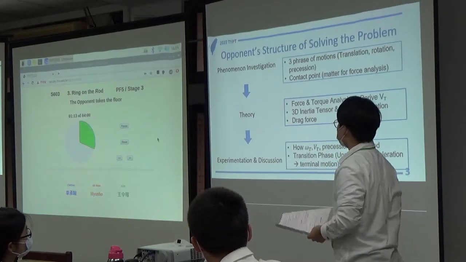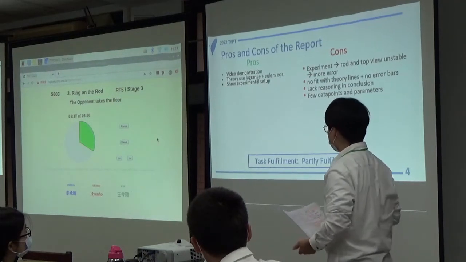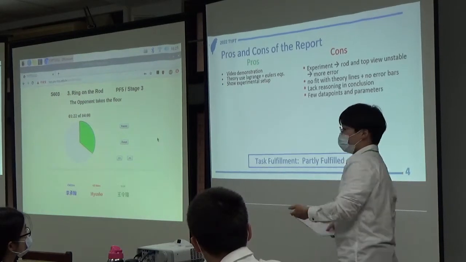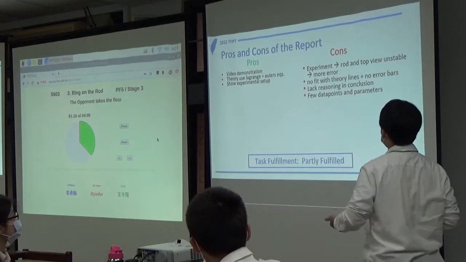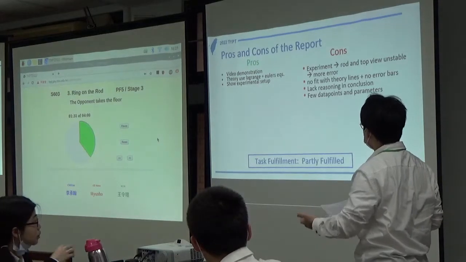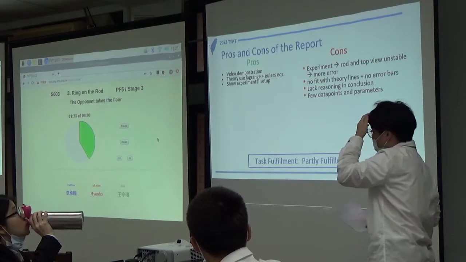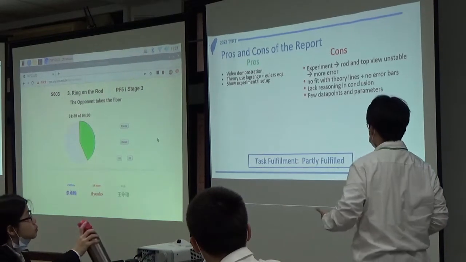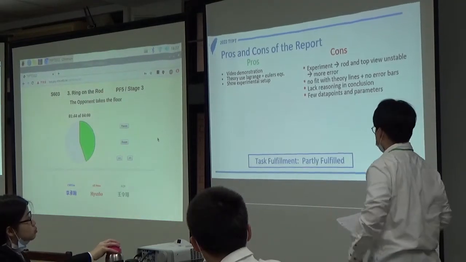and also talk about the transition case. The reporter did a pretty good job with a clear video demonstration, and the theory used the Lagrangian and Euler's equation, which is really strong. He also showed the experimental setup clearly. However, the cons are that for the experiment, the rod and top view are unstable, and there's more error. Also there's no fit with theory lines or no error bars, so we cannot tell whether he had only one point or multiple points. Also, there is a lack of reasoning for the conclusion, and few data points, and parameters are missing.